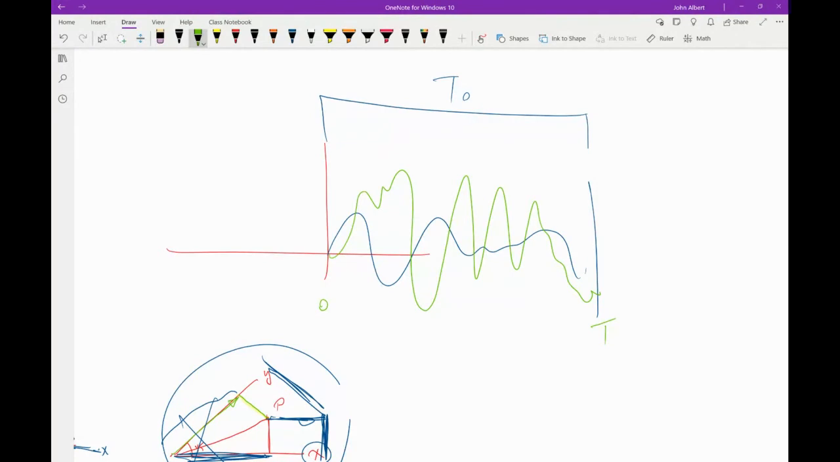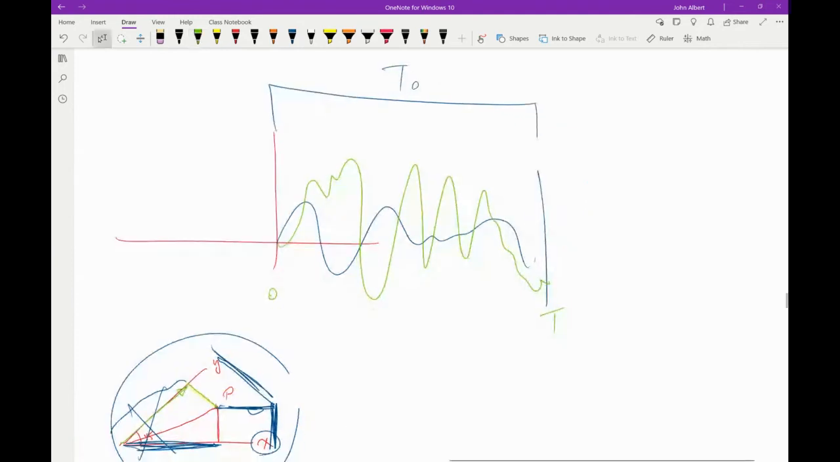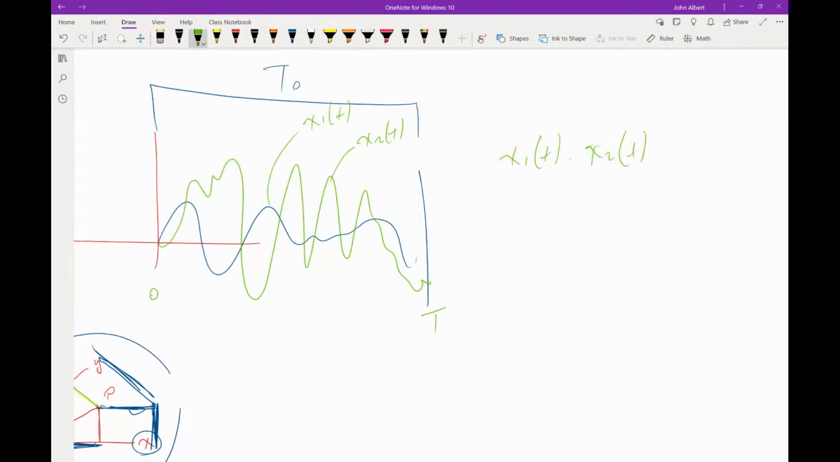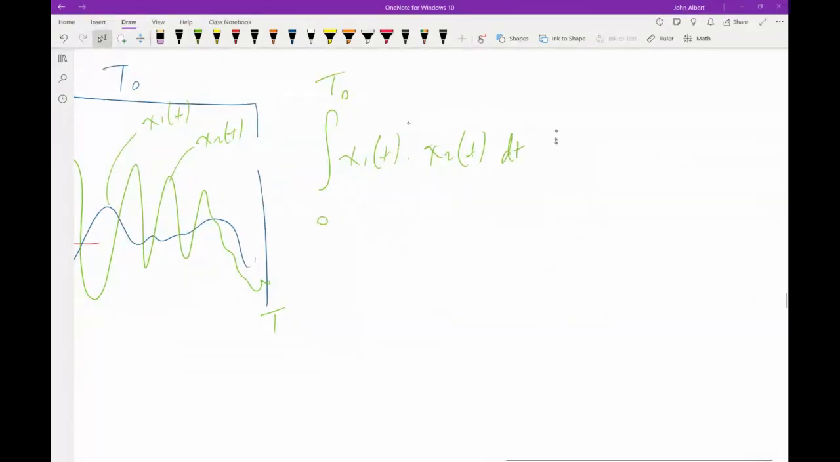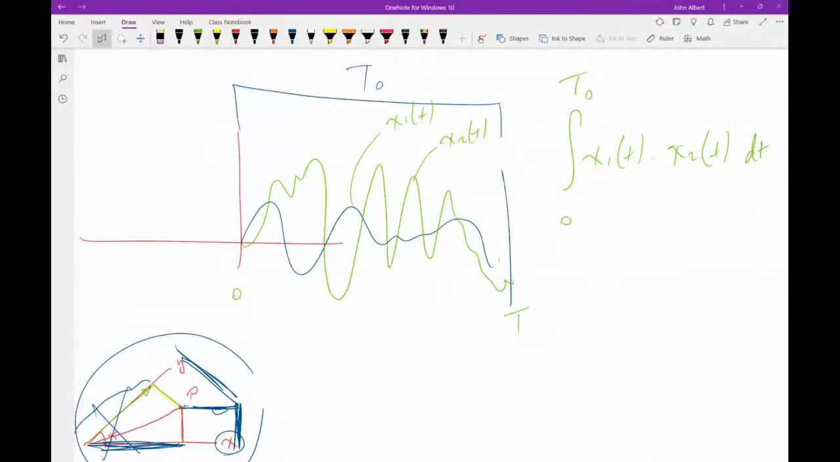Those two signals are called orthogonal or perpendicular to each other if the following happens. Let's say that this is x1 of t, and this is x2 of t. If you take x1 of t and multiply it by x2 of t and integrate from 0 to T0, a duration equal to T0, with respect to dt, and this integration becomes equal to 0, we say that the green signal and the blue signal are orthogonal to each other.